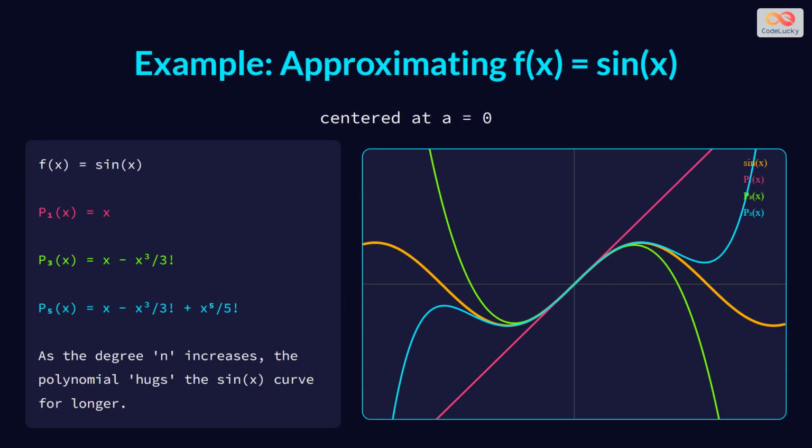Let's look at a concrete example, approximating the sine function, centered at 0. The first-degree polynomial is just p sub 1 of x equals x. The third degree is p sub 3 of x equals x minus x cubed divided by 3 factorial. The fifth degree adds another term. As you can see, the more terms we add, the better the polynomial tracks the true sine wave.